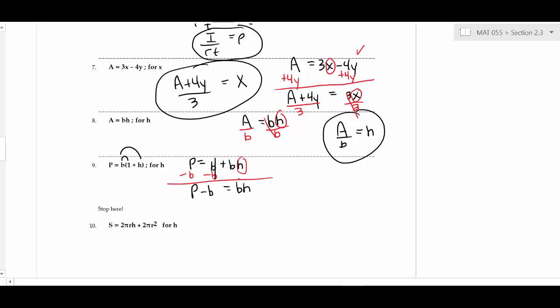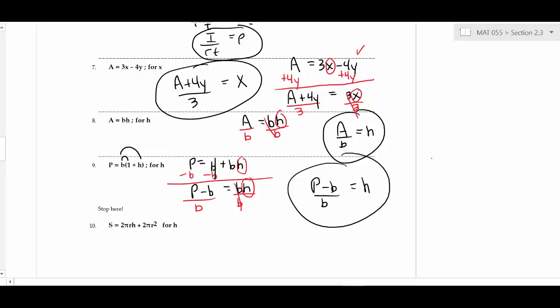Now how do you get rid of b? You divide because it's multiplied. So we do that, then you're done with the problem. So you'd have h equals p minus b over b, like that. That's what most of you have.